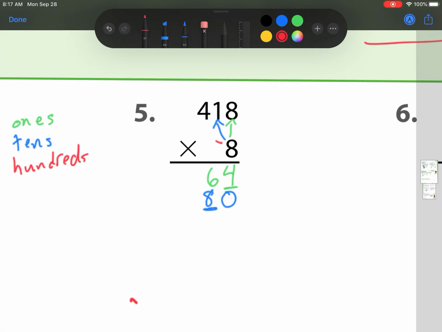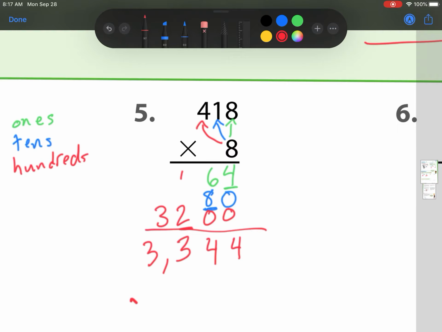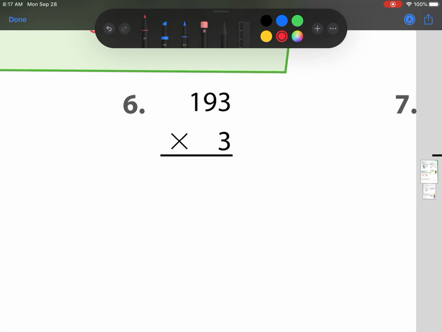My last one, I'm starting in my hundreds, so I'm going to start by recording there. 8 times 4 is 32. And then I put those 2 zeros to move it over to that hundreds place value. When I add them up, regroup, I get 3,344.